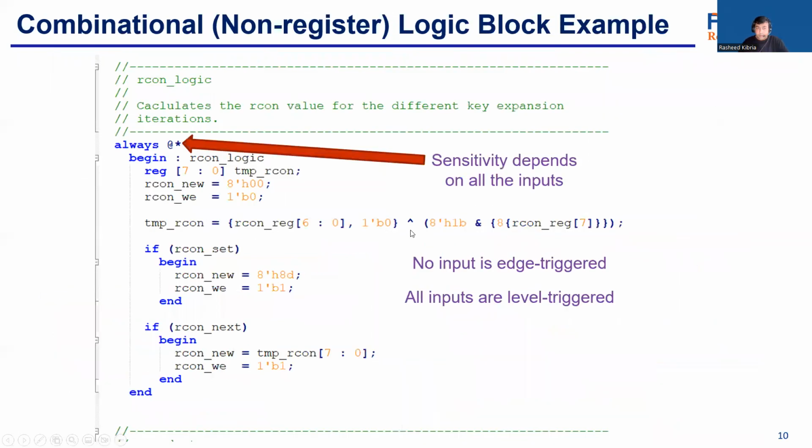Here is an example of a combinational logic block. Here we see the sensitivity list depends on all the inputs. No input here is edge triggered; all the inputs are level triggered. So this block corresponds to a combinational logic block, and it is taken from an open source RTL design.